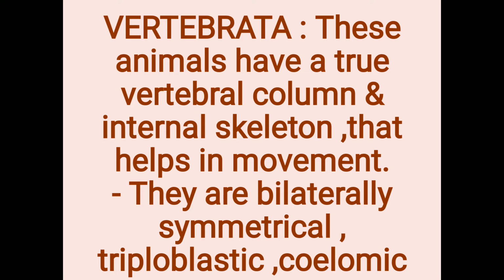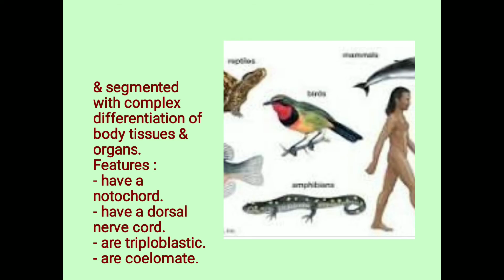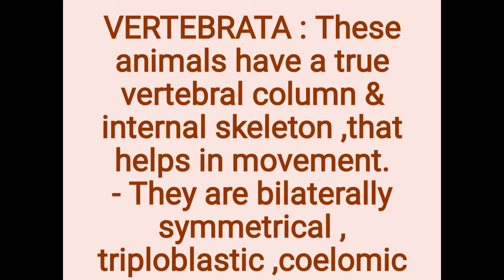अभी तक हमने जितने भी फाइलास पढ़े वो इनवर्टिब्रेट्स हैं, that means they do not have a vertebral column. Along with the vertebral column, there is presence of an internal skeleton. The skeletal system, we know, helps in providing support, rigidity, shape to the body, along with locomotion, movement. They are bilaterally symmetrical, that is, the organs repeat on the left and the right side.